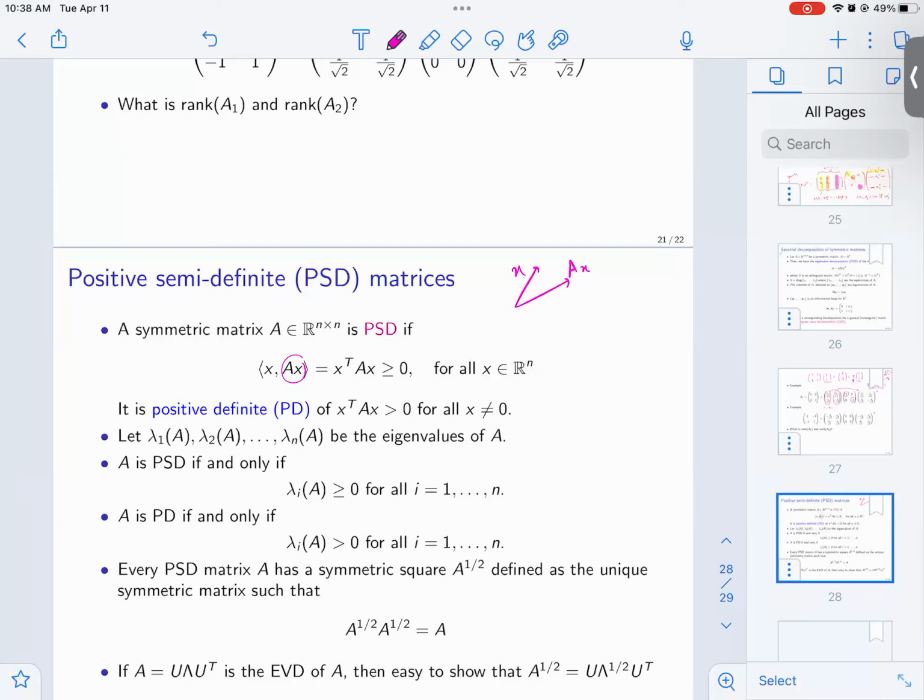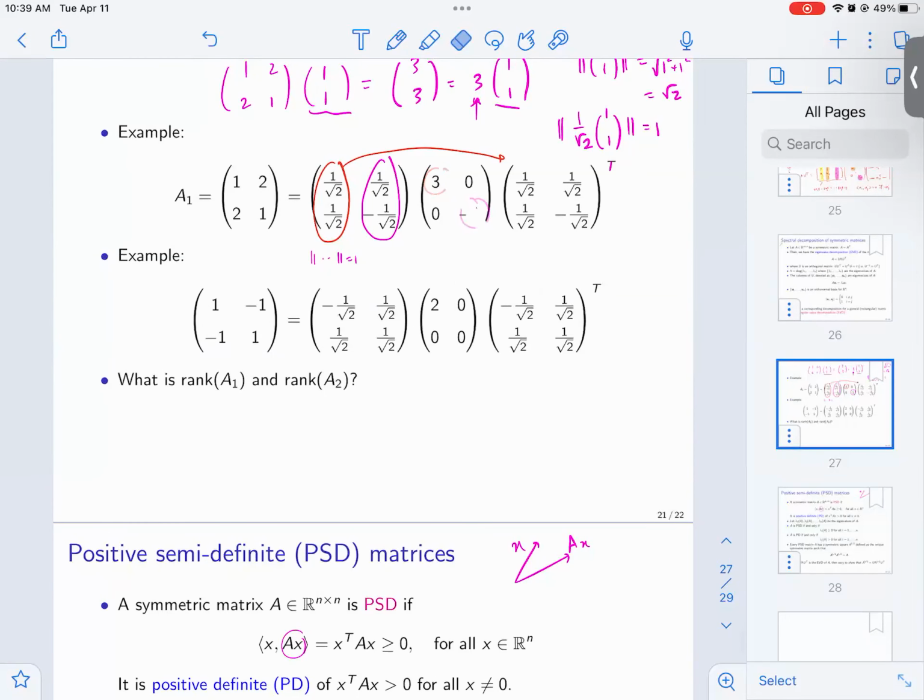But there's another characterization for symmetric matrices, because I told you that everything about symmetric matrices can be reduced to diagonal matrices by the eigenvalue decomposition. This is the definition, but you can show it's equivalent to saying that the eigenvalues are all non-negative. A positive semidefinite matrix, which I'll call PSD, is a matrix whose eigenvalues are all non-negative. A positive definite matrix is one whose eigenvalues are all strictly bigger than zero. So in terms of eigenvalues, the story is very simple. For example, is this matrix positive semidefinite?